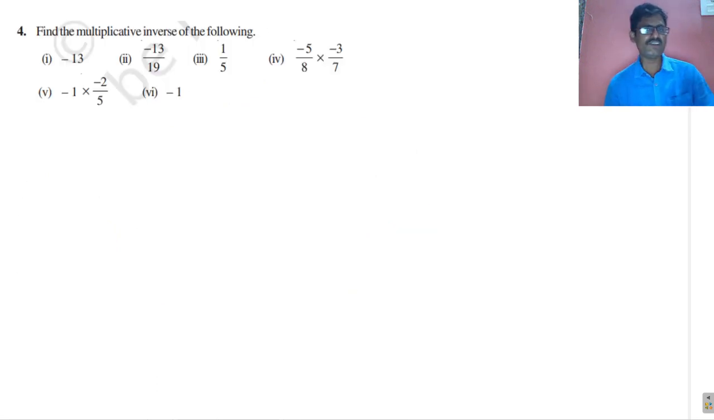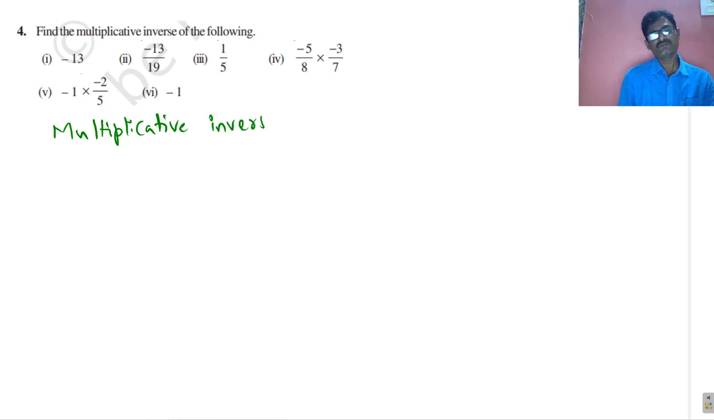Find the multiplicative inverse of the following. We know that multiplicative inverse, or we can call this one as reciprocal also, of a number a is equal to 1 by a. We know this. So here let us take the first one.